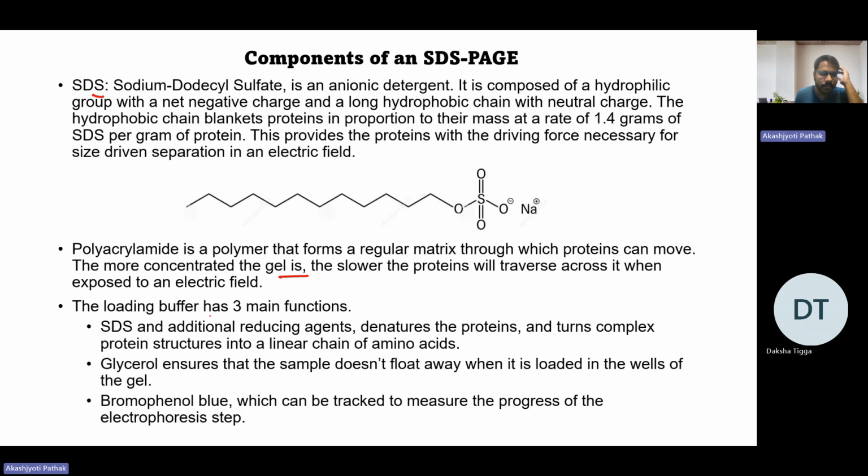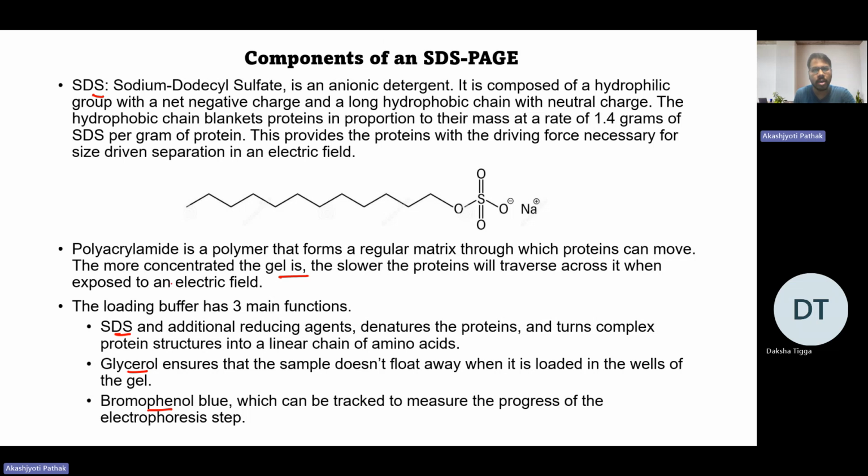Okay. So the loading buffer has three main components. It has SDS, it has glycerol, it has bromophenol blue. So what is the function of SDS? Just now we discussed the function of SDS, that it is linearizing the protein and it is giving a net negative charge to all your protein, irrespective of the inherent charge which is present on the protein.